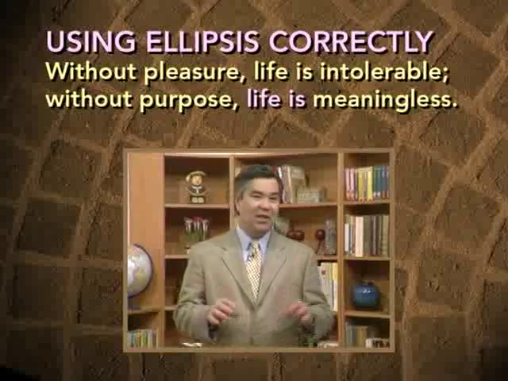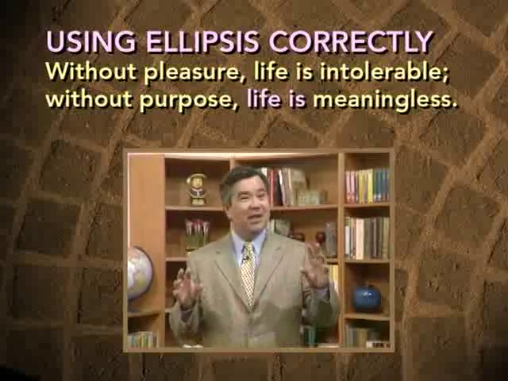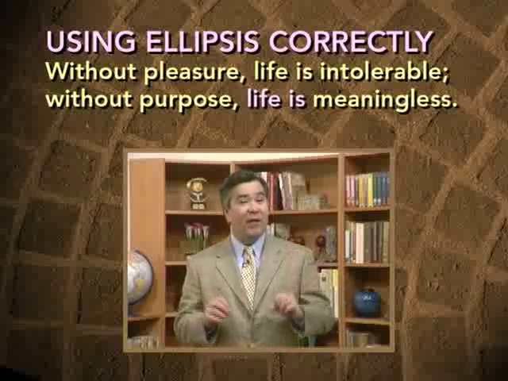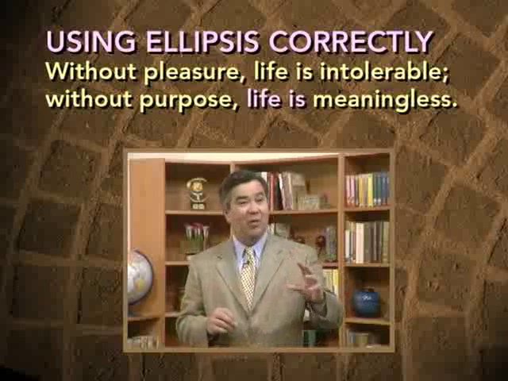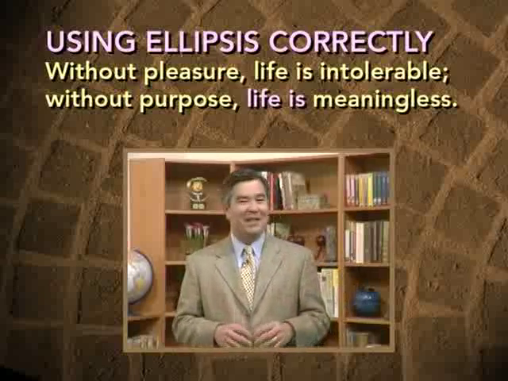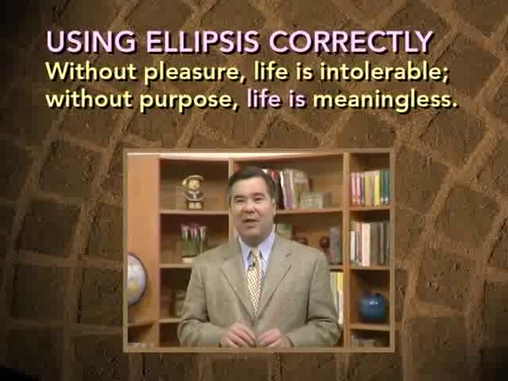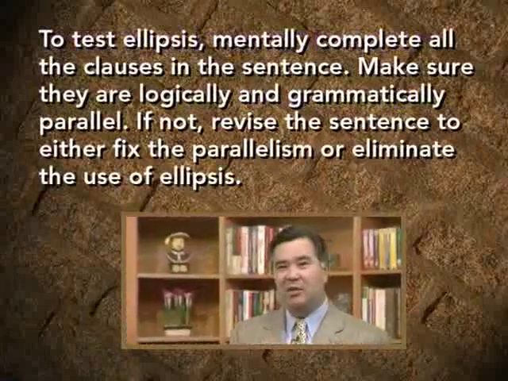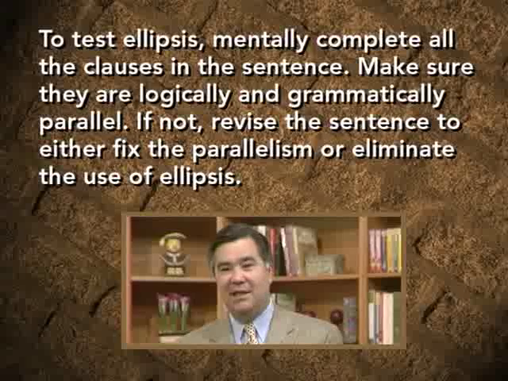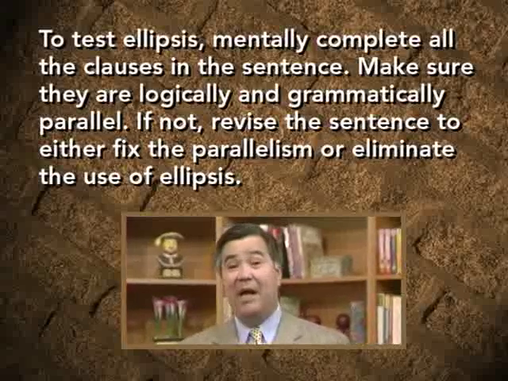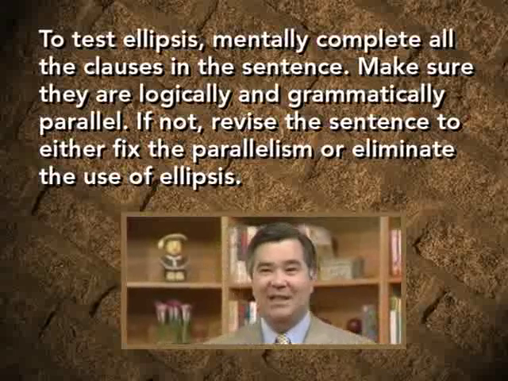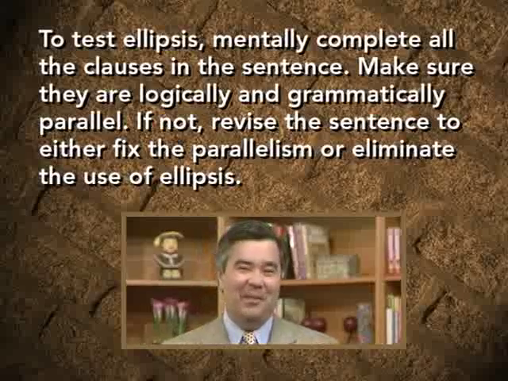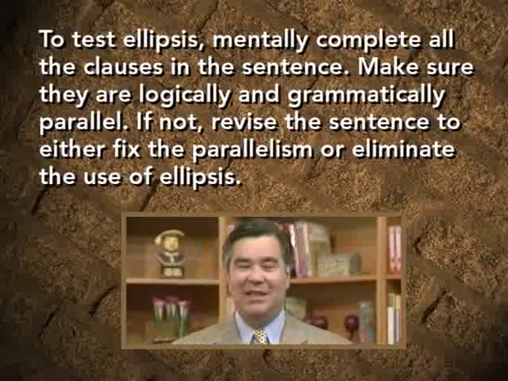We've got two parts of the sentence with parallel construction, and the author is using ellipsis to make the sentence that much more pithy, concise, and short. And it's quite effective the way it's been done. And when we apply the test of reinserting the omitted words, the sentence still makes sense, so this is a perfectly correct use of ellipsis. Now, once again, to test ellipsis, you want to mentally complete all the clauses in the sentence and make sure that they're logically and grammatically parallel. If not, you have to revise the sentence to either fix the parallelism or rewrite it to eliminate the use of ellipsis. That is, simply fill in the ideas so that the sentence makes sense.